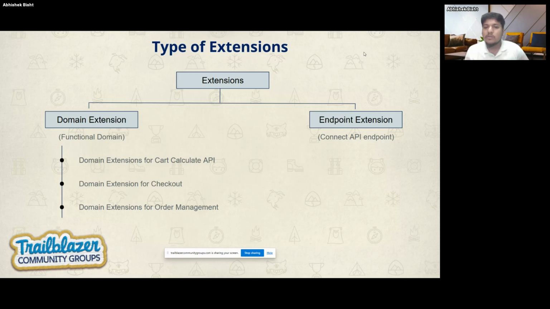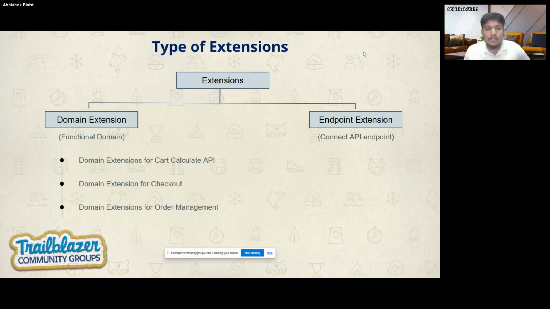If you're familiar with some B2B stuff, you already know there are some Connect APIs which help to perform some processes in commerce, like add to cart, remove from cart, and these kinds of stuff. Today we will discuss more about domain extensions rather than endpoints. Endpoints we will cover in upcoming sessions, but we are more focused on domain extensions.